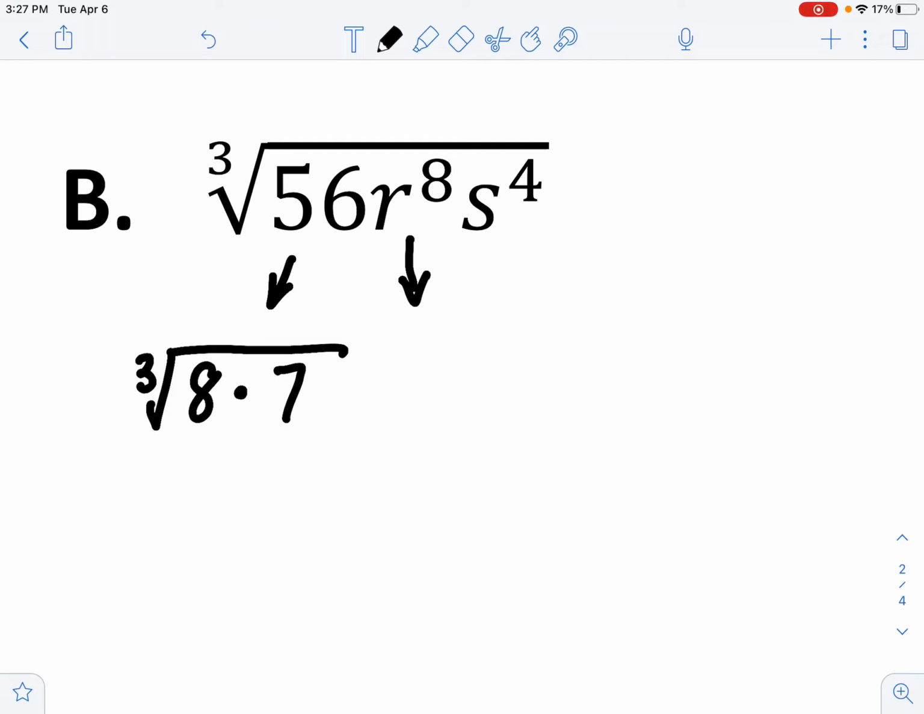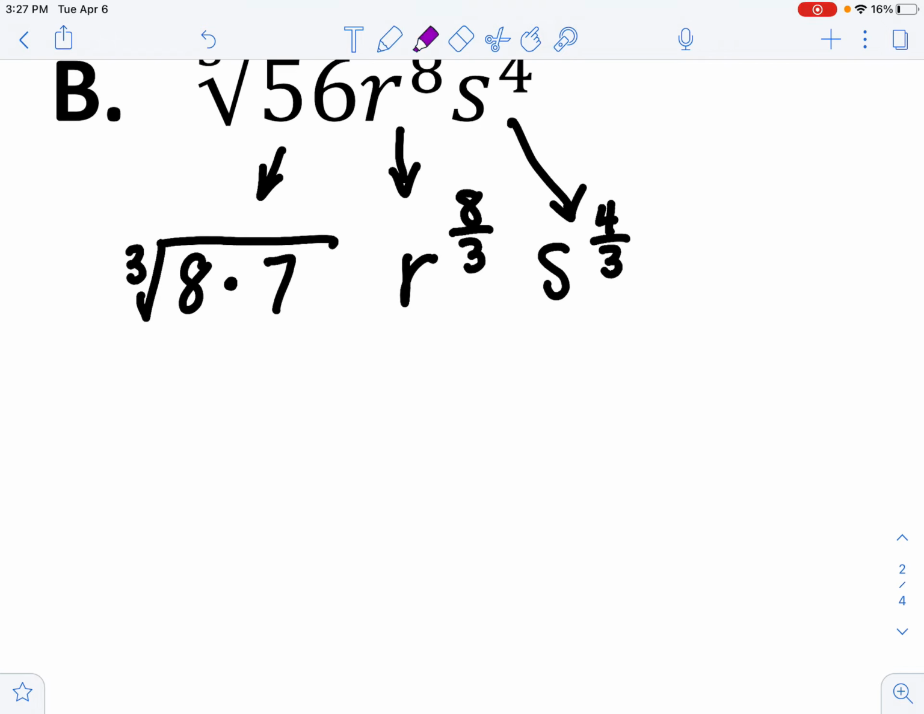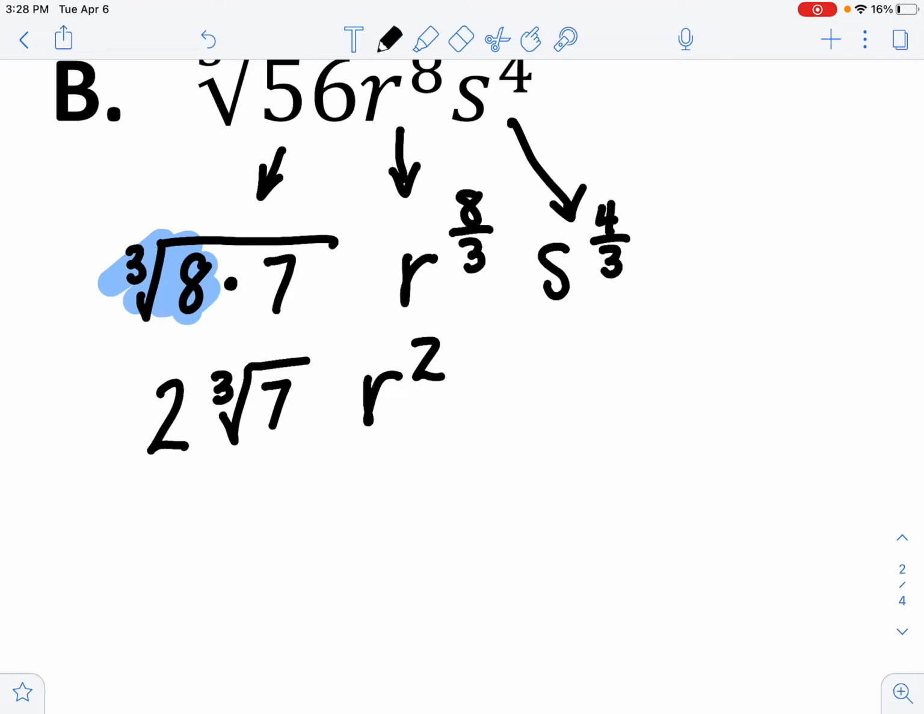Then we're going to rewrite each of our variables in exponent form. So r to the 8/3 and s to the 4/3. Okay? Now, this 8, cubed root of 8, gets out of the radical. Cubed root of 8 is equal to 2. So this is going to be 2 cubed root of 7. These ones, r to the 8/3, we can rewrite as r to the 2 2/3 to help us simplify, and s to the 1 1/3. Okay?